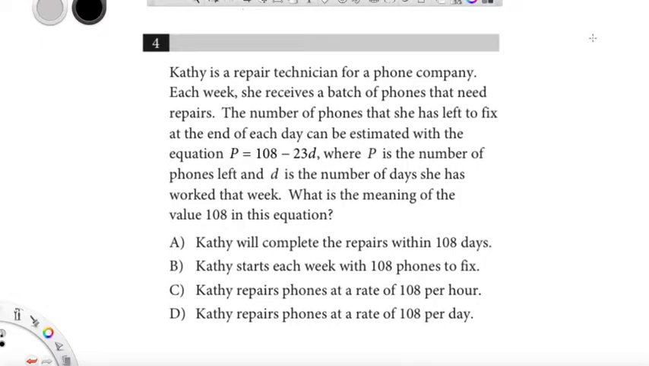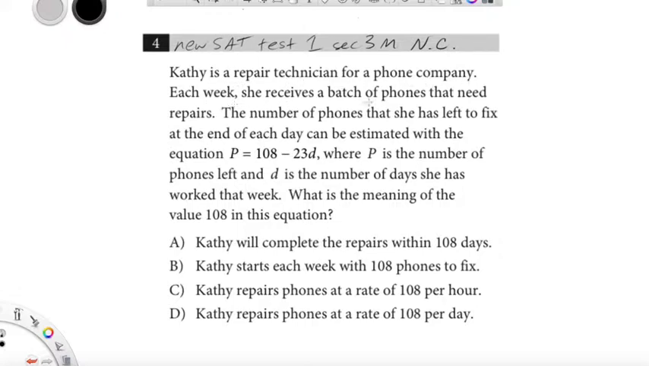Okay, here we are going over the new SAT Test 1, Section 3, the math section with no calculator. And C, Kathy is a repair technician. Kathy is a repair technician for a phone company.